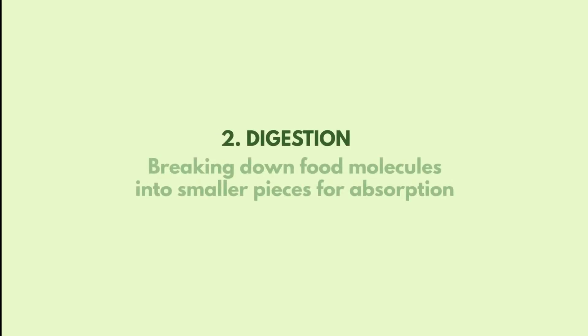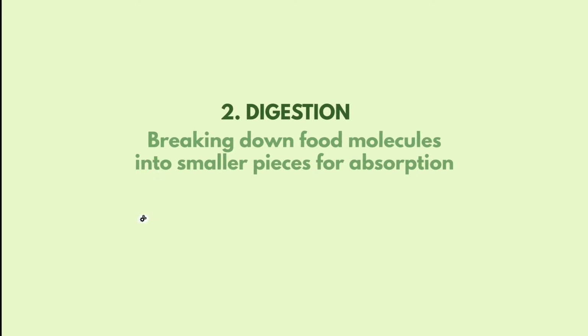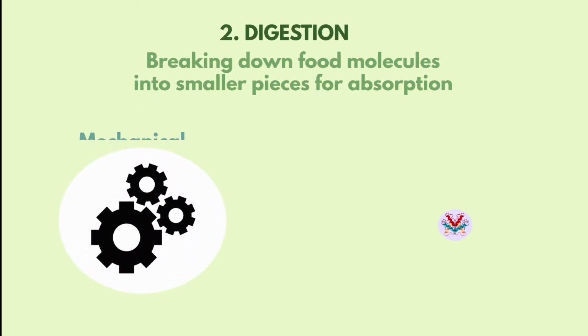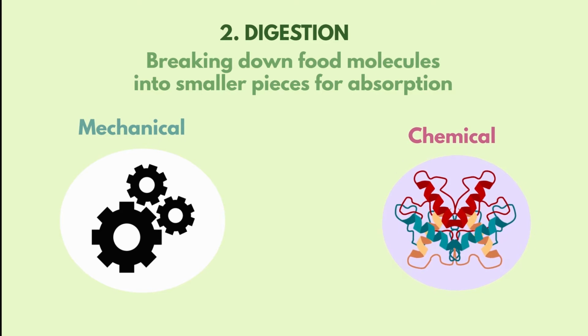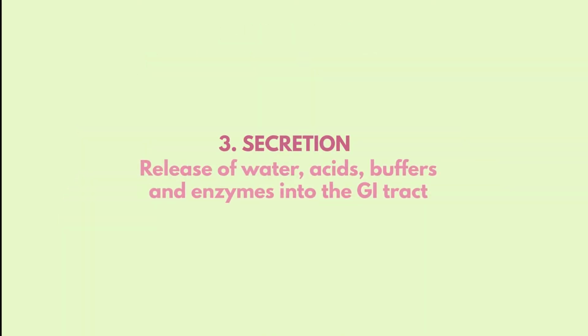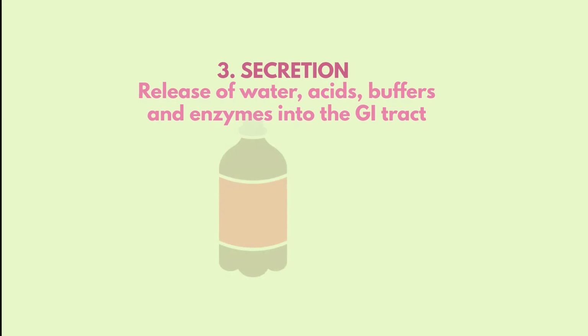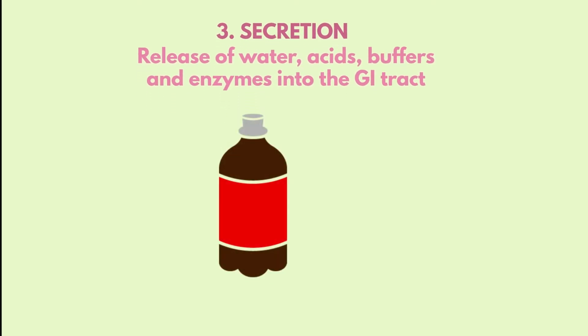The second process, which will start in the mouth, is digestion, the process of breaking down food molecules into smaller forms for absorption. There are mechanical and chemical digestion types. The third process, also starting in the mouth, is secretion, which is the release of water, acids, buffers, and enzymes into the GI tract. Altogether, a total of 7 liters of fluid is secreted into the GI tract per day.